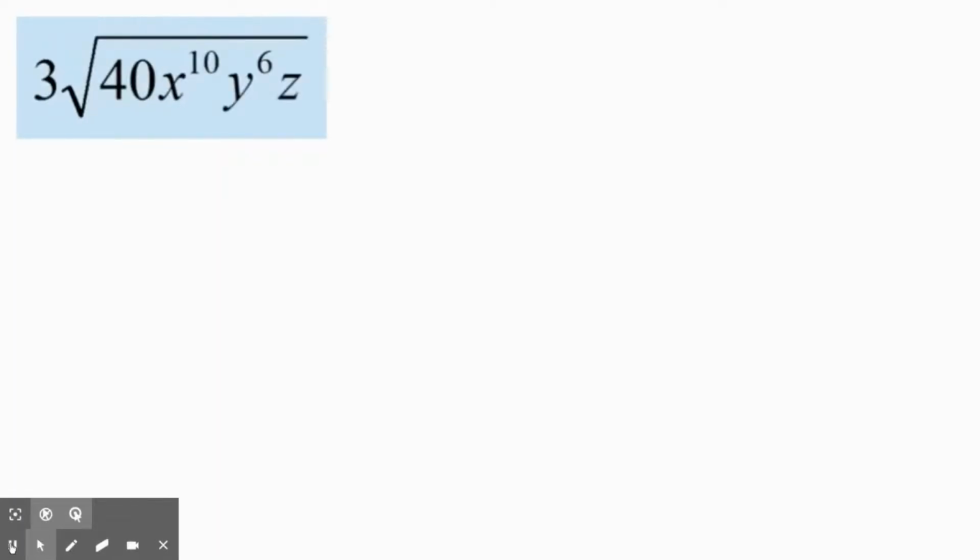And now we're getting into some challenging ones. So now I have 3 times the square root of 40 times x to the 10th power times y to the 6th times z. And I want the square root of all of that. So I'm going to have to start thinking, what's the perfect square inside of 40? Perhaps something already came to your mind. But we have never taken the square root of something like x to the 10th or y to the 6th before. Let's talk about that. What would the factors of x to the 10th be?